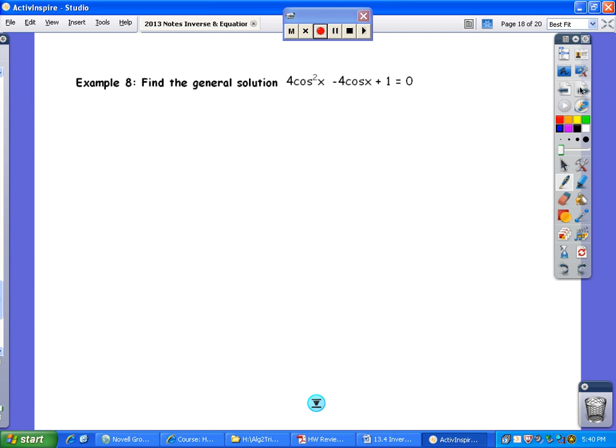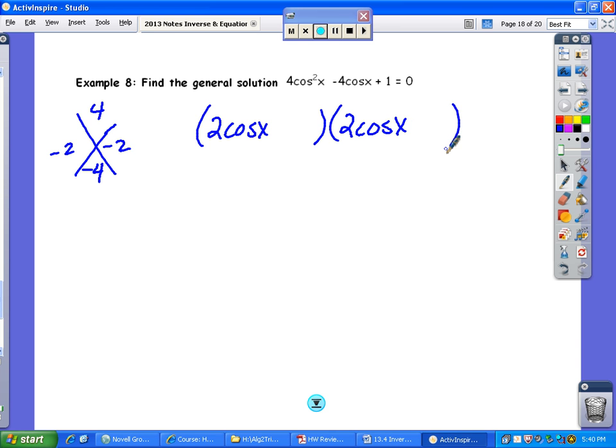All right, so we'll have to factor. So what multiplies to give you 4 and adds to give you negative 4? That would be negative 2 and negative 2. All right, so how's this thing going to factor? It's going to be 2 cosine x, negative 1, negative 1. So it's a perfect square trinomial. Well, it's the same thing twice. I really only need to set one of them to 0.